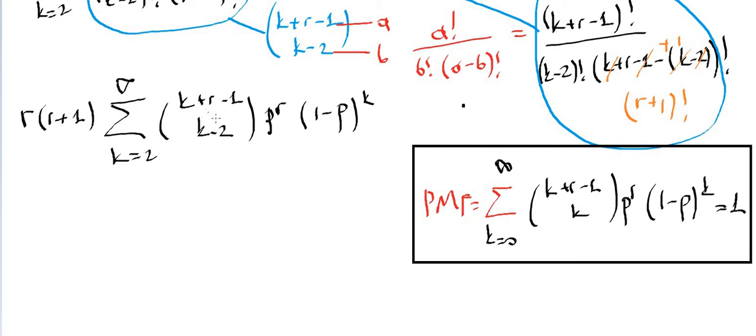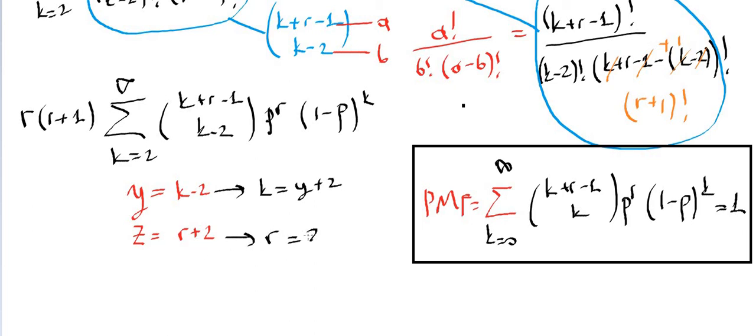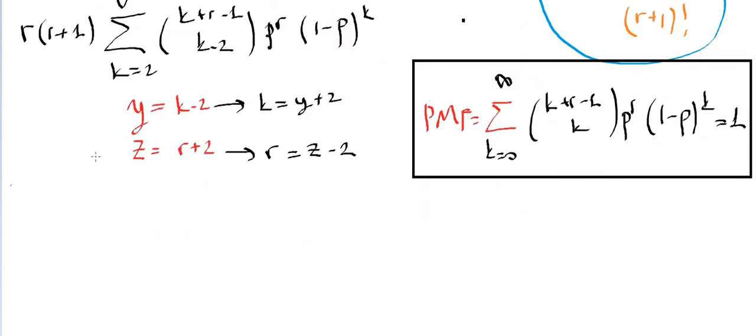So now, since we would like this to look like that, we're going to use substitution. So let y be equal to k minus 2, and let z be equal to r plus 2. From here, if you solve for k, k will be equal to y plus 2, and if you solve for r here in this equation, r will be equal to z minus 2. Now let's do the necessary substitutions.